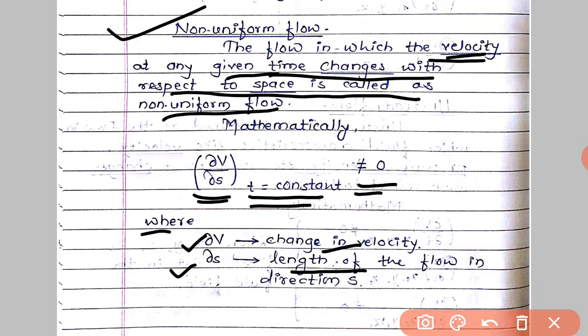So in non-uniform flow, the velocity at a given time changes with respect to space. So velocity continuously varies, so the value of velocity will be variable. So ∂v/∂s is not equal to 0. So this is all about uniform and non-uniform flow.